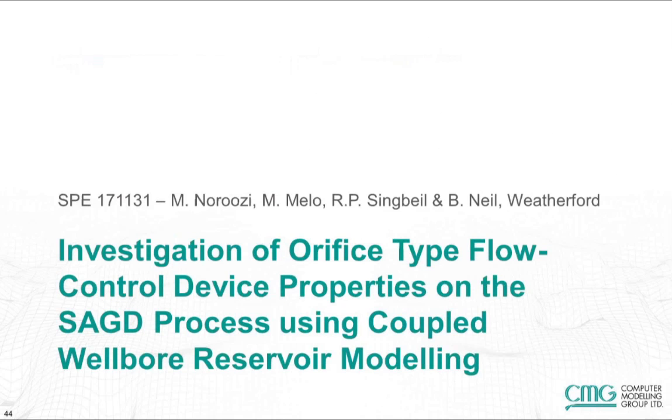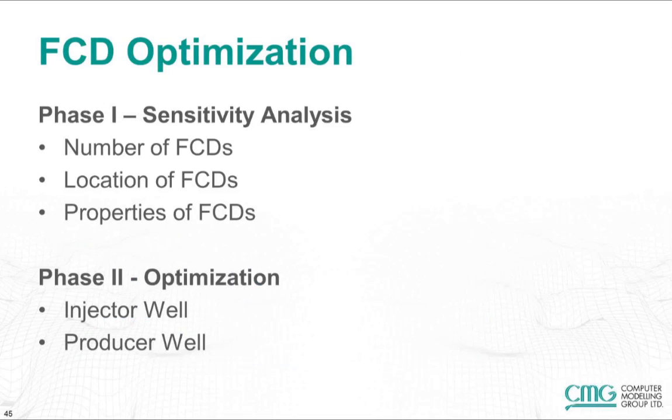The next case study was conducted by Weatherford, and it was investigating the flow control devices on the overall SAGD process. This case study was done in two phases. The first phase was the sensitivity analysis, where the authors looked at the number of FCDs, location of FCDs, and the properties of the flow control devices, and the second stage was optimization.